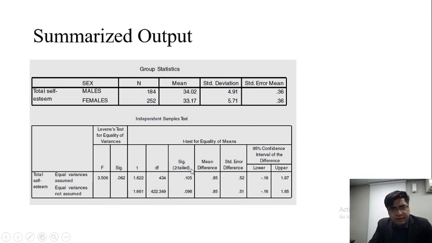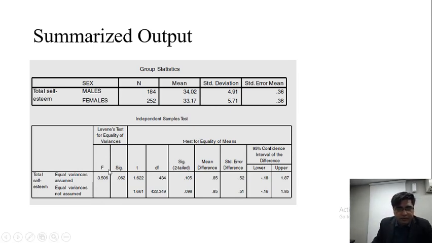The results output can be interpreted in 4 steps. Step number 1, we explain the descriptive statistics in order to see whether there's a balance between the groups, or a highly imbalanced group or not. You can see that in our case there are 184 males and 252 females, so it's a kind of balanced group, not very highly imbalanced.